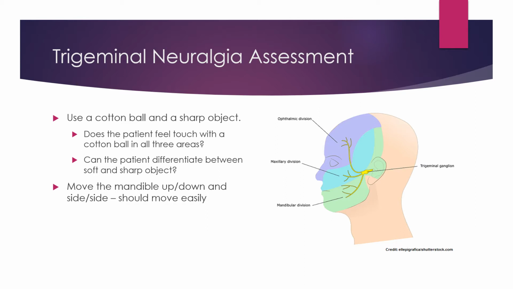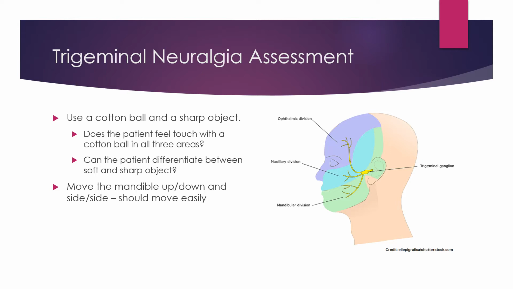It's always tested bilaterally. After we have attained our answer there, we're going to take our soft and sharp object and see if they can tell the difference. Is it soft or is it sharp? Or touch them with the cotton ball and say, does this feel the same or does this feel different? We want them to identify that we are touching them with 2 very different objects, a cotton ball and a pin. Just be careful with your sharp object. We don't want to draw blood. And so that's the sensory assessment of cranial nerve 5.